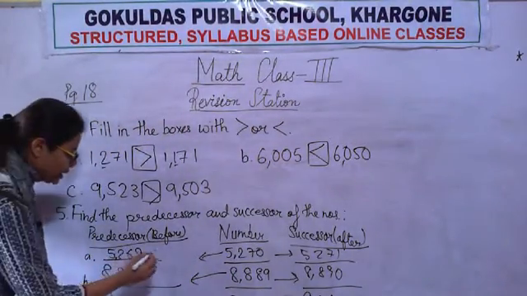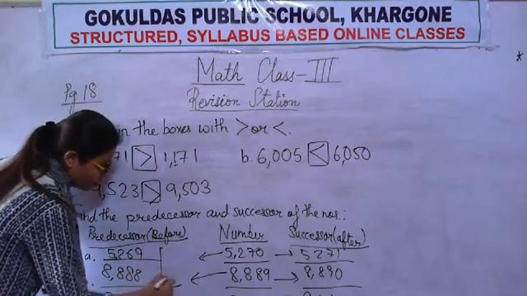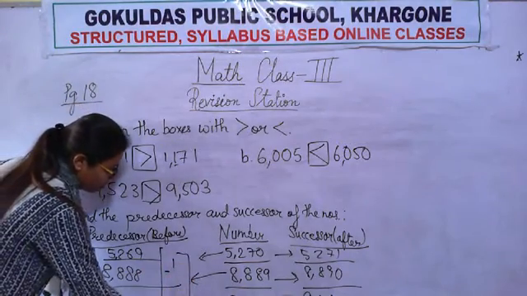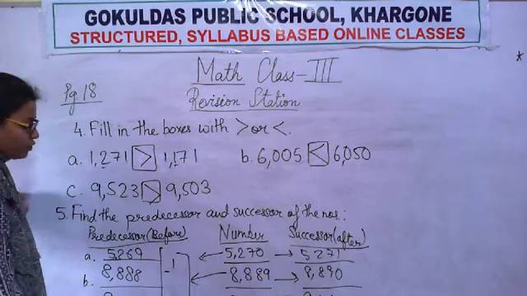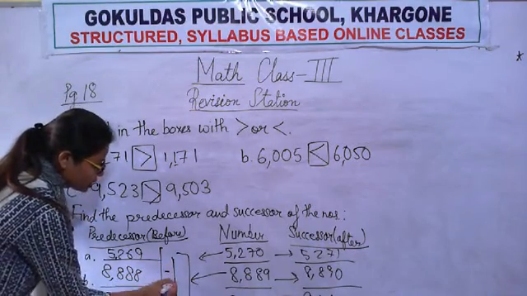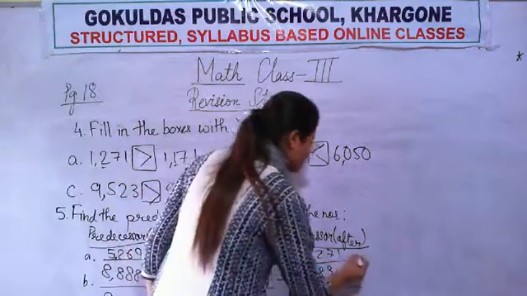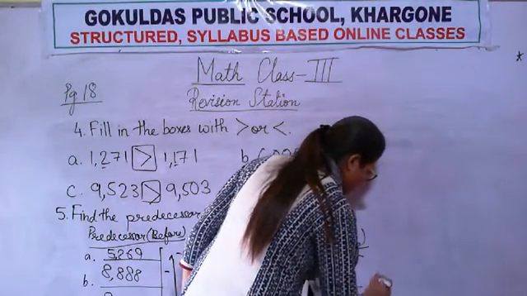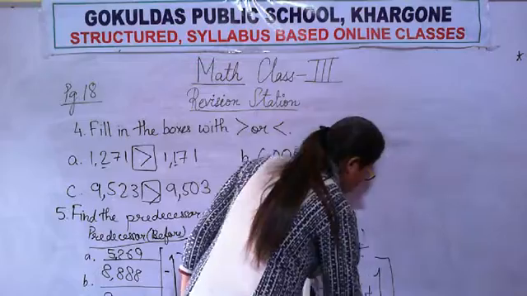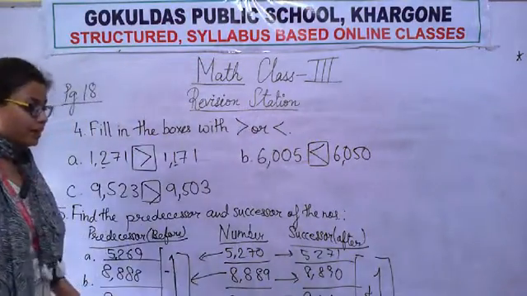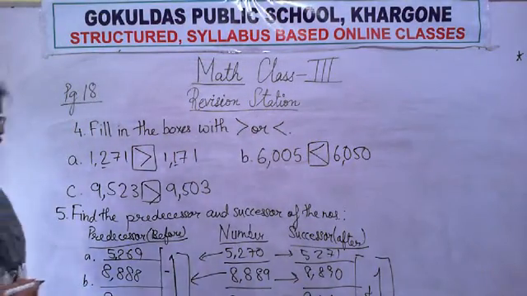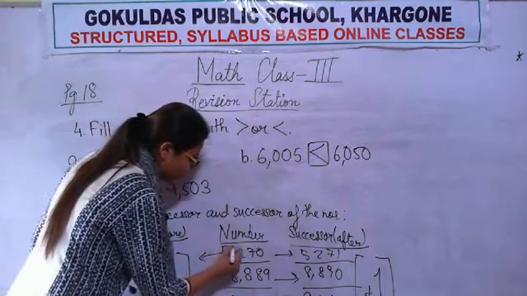I am writing for you, before means minus 1. What we need to do? We need to do minus 1. And what is after? Successor means plus 1. What we need to do? Plus 1, with the given numbers.